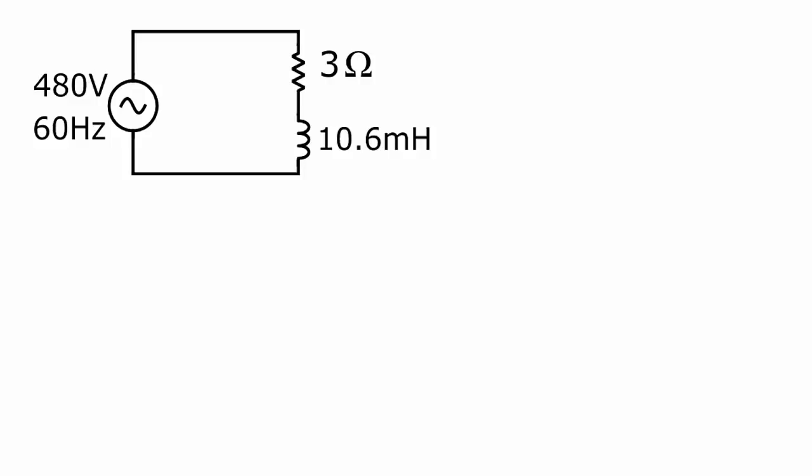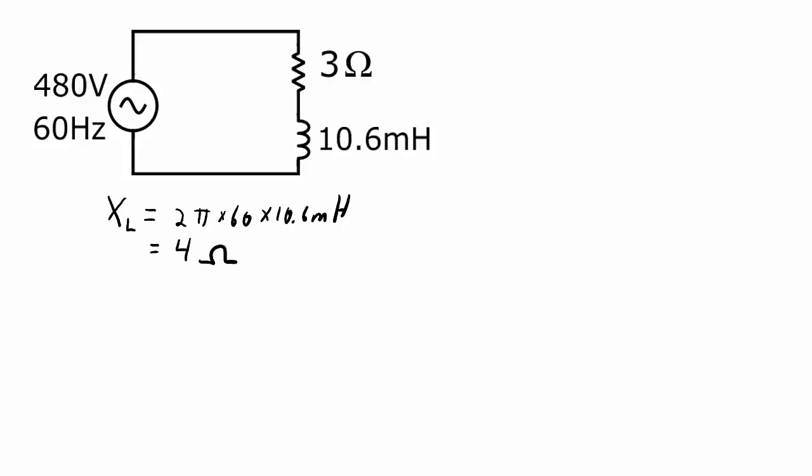So let's take a look at this example here and figure out how I would correct for the low power factor of this system. First thing I want to figure out is what is the power factor of this particular circuit, and then what capacitor value I would put into this circuit to get a power factor of 1. All right, let's start off with looking at that inductor. The inductor is 10.6 millihenry, therefore it has a reactance of 2 pi times 60 hertz times 10.6 millihenries, and that works out to 4 ohms.